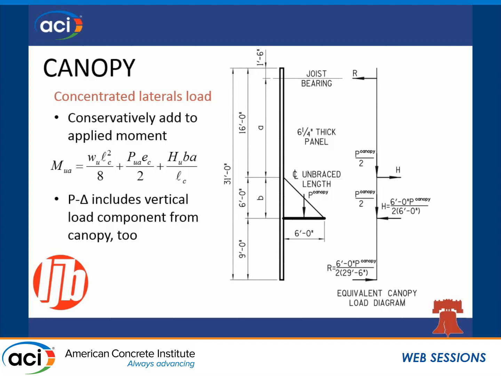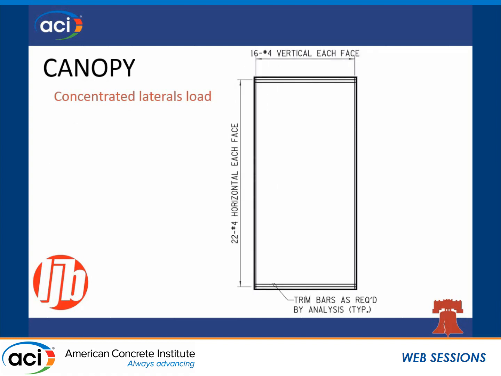It's important to note, though, that the P delta effect that we talked about, the contribution of the roof loads and the weight of the panel, also needs to include the weight of this canopy in your analysis. The plain panel that we looked at with just roof loads and out-of-plane forces on it, we had 15 number 4s in each face. In this particular case, as Deb referenced, sometimes it doesn't add a lot. And the same panel with the canopy load, we only had one more bar in each face.